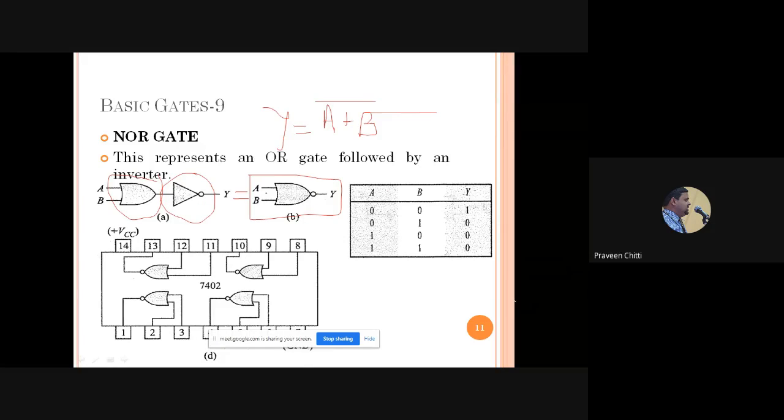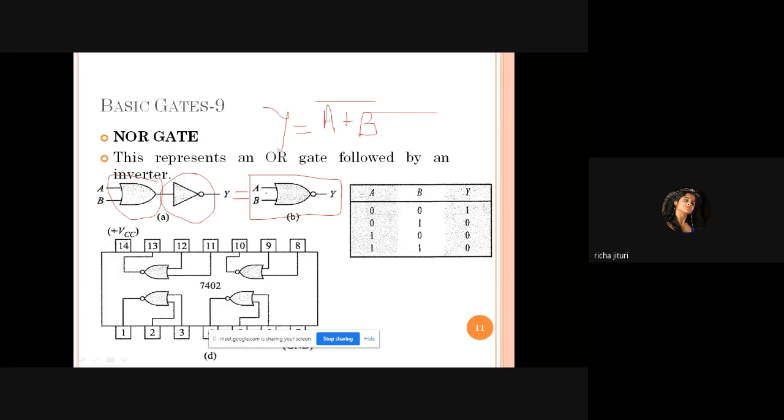You can see the truth table. It is the complement of OR. How have we written the truth table for the OR gate? 0, 1, 1, 1. Whereas the truth table for the NOR gate is 1, 0, 0, 0. How should you write it? A simple way I will tell you. First you should do the OR operation. What is 0 or 0?